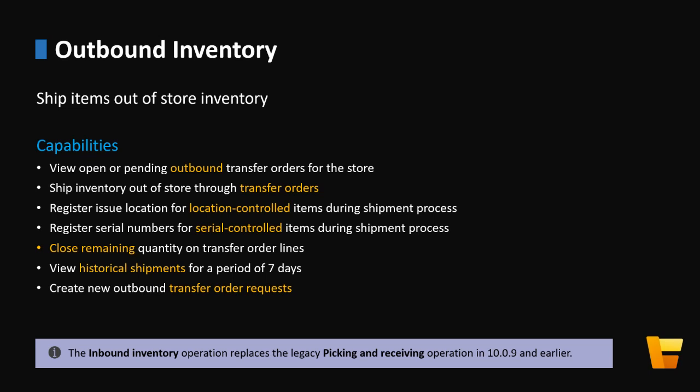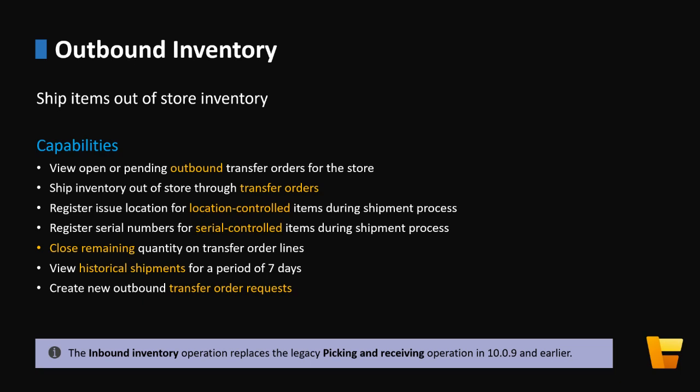As the name indicates, it facilitates you to ship items out of your store inventory through outbound transfer orders. During the shipment process, this operation allows you to register serial numbers for serial controlled items that you are shipping. And you can also specify the location where the items are shipped from for the location controlled items. Those are the common capabilities available in both inbound and outbound operations.